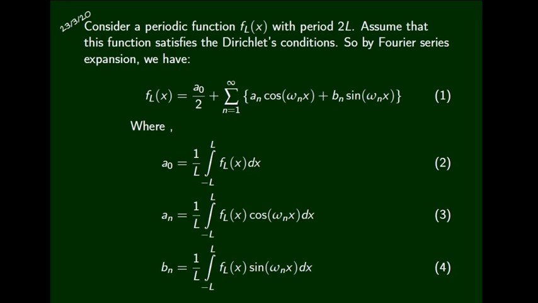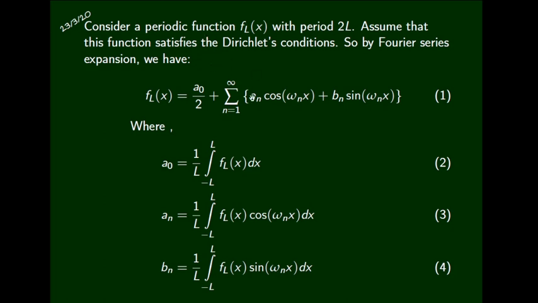So the Fourier series expansion is writing a function f with a period 2L as a sum of cosine and sine. That is f_L of x equal to a0 by 2 plus sigma n equal to 1 to infinity of an cos omega n x plus bn sin omega n x. In the previous class we have learned this omega n as pi n by L. We call this pi n by L as omega n for notational ease.